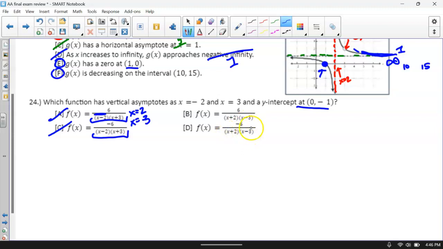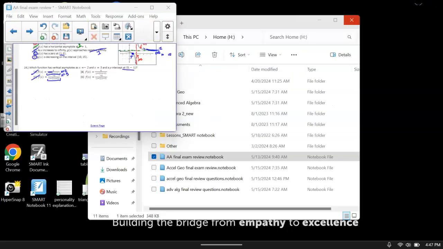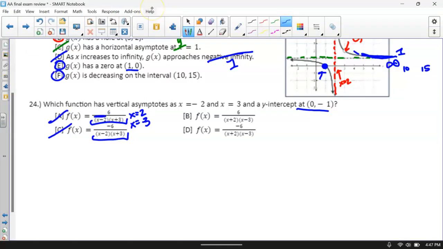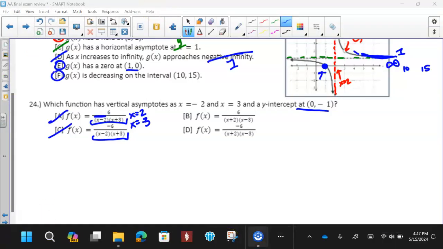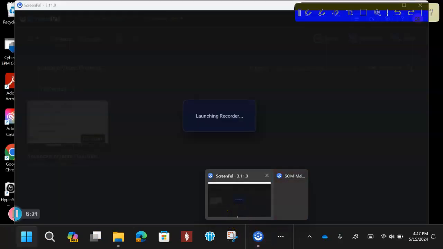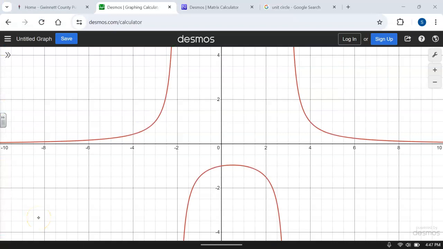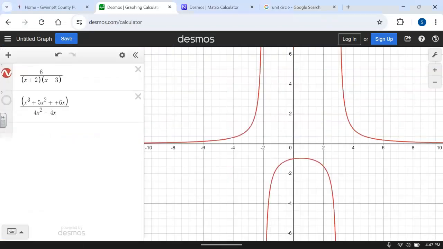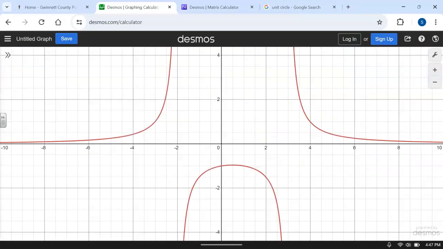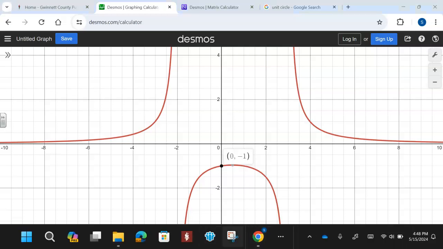So now, if you would like, graph and see which of these has the y-intercept at -1. We could graph this in Desmos here. I went ahead and graphed the first one. So I think it was option B. Notice how our graph is crossing right here at 0, -1. So just by graphing, I can see that's why the answer here is B.